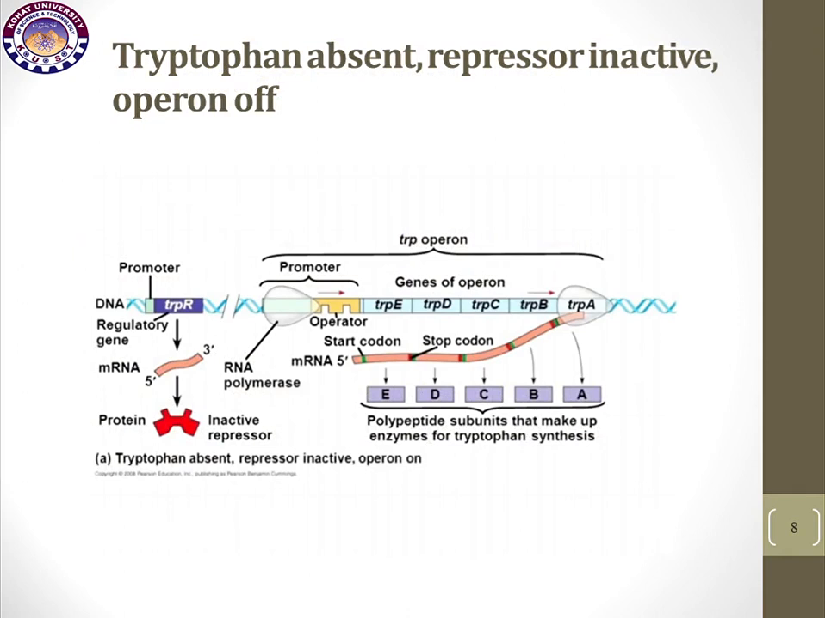If you see in the diagram, this is the entire stretch of DNA. If tryptophan is absent, the repressor protein is inactive and the operon is on. The repressor cannot bind to the operator region, so RNA can be made. A, B, C, D, and E are the polypeptide subunits that make the enzymes for tryptophan synthesis.